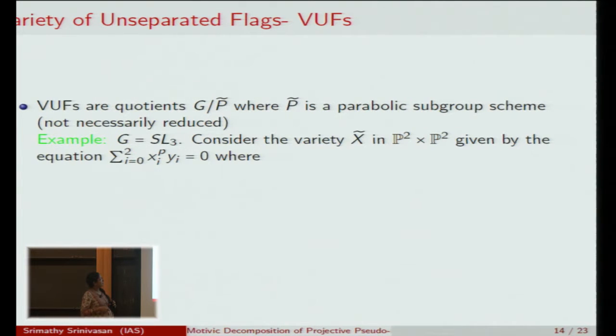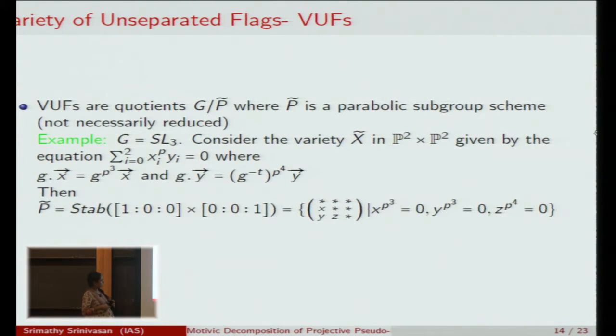Take SL3, and I'm going to look at this variety in P2 cross P2 given by this equation. So this is the G action on X and Y. Then it turns out that if you look at the stabilizer of this point in this variety, it is a parabolic subgroup scheme given by these equations, and again this is not reduced. Also it turns out that the action is transitive. So X tilde is just the quotient of G by P tilde, and therefore this is a variety of unseparated flags.